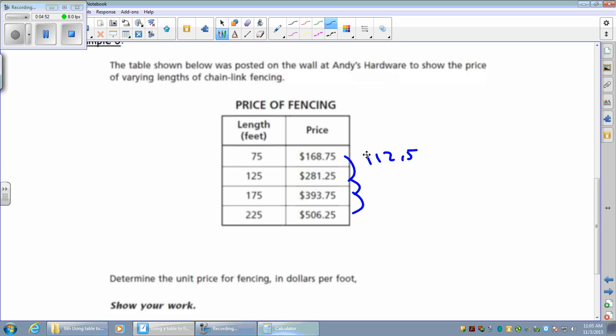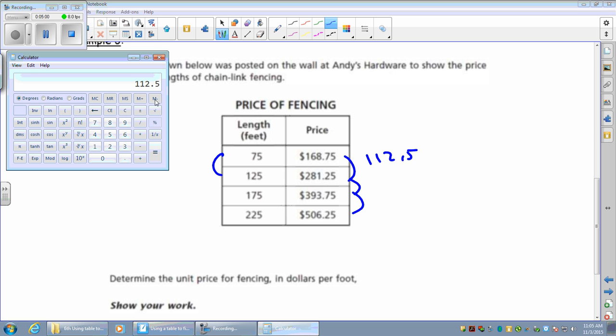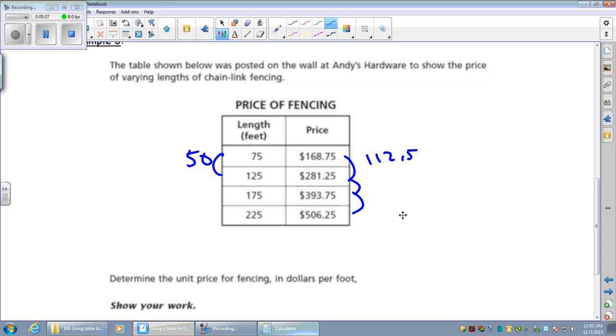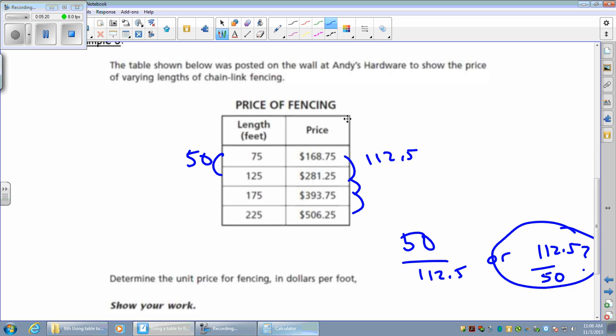Well, on the other side, my run over here is going up by, if you don't know, you can use your calculator again, 125 minus 75, 50. So now my slope, is it 50 over 112.5 or 112.5 over 50? Well, obviously it is this one because it is rise over run. And remember, rise is the y's. So this side always has to go first.